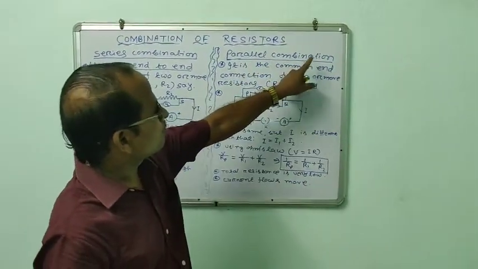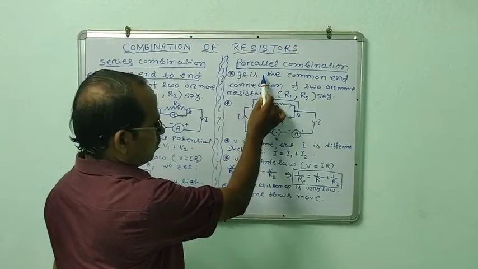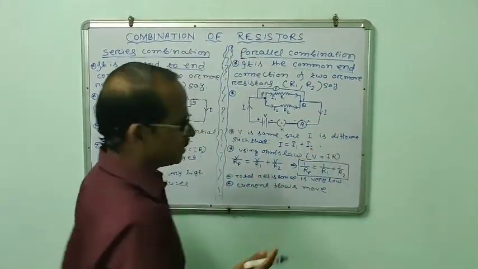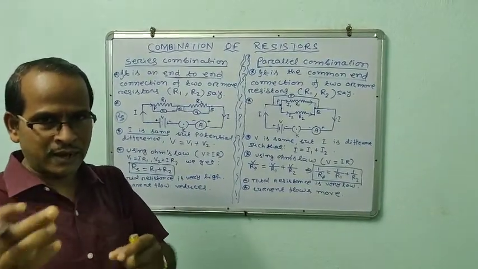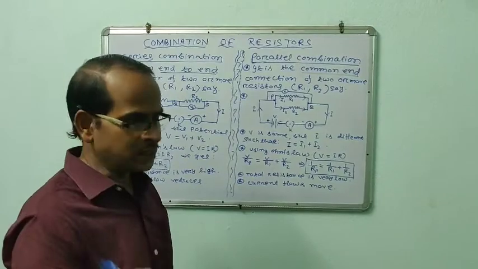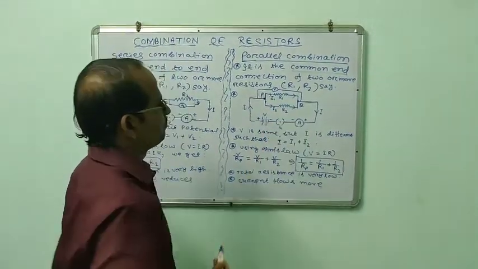Then come to parallel combination. In case of parallel combination, it is called common end combination. Common end means all the positives are taken together and all the negatives are taken together. And same, we have taken two resistors and see the way of combination, they are connected in parallel.